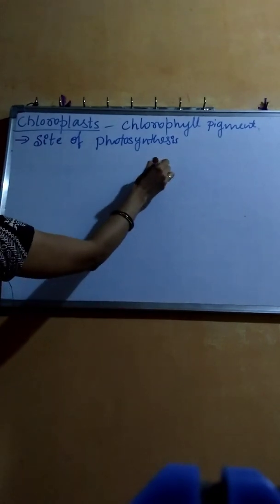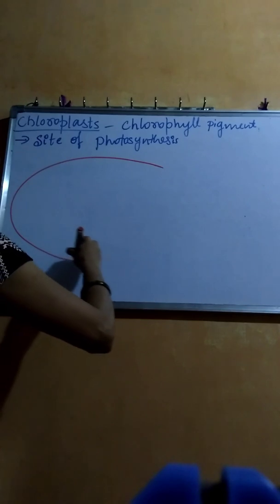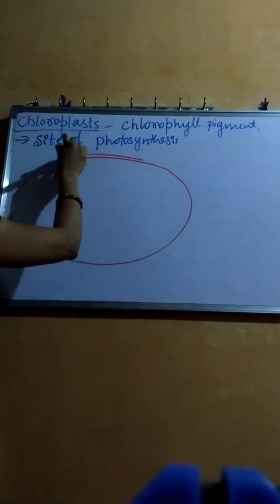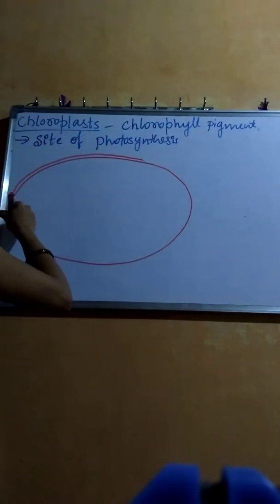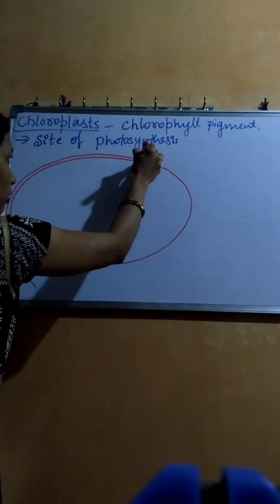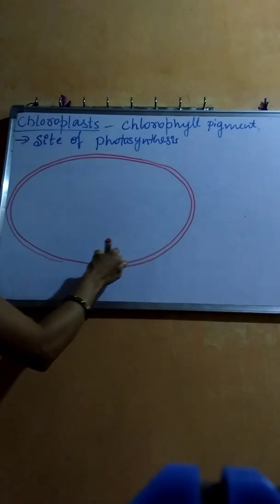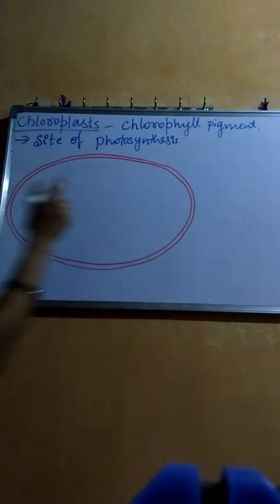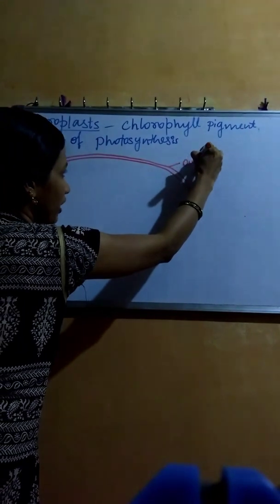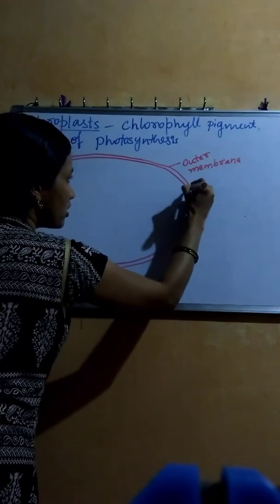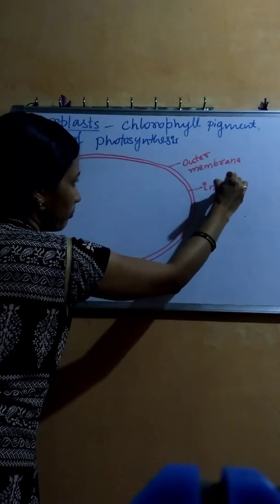Site of photosynthesis. Say this is the structure of chloroplast, which includes the envelope, and that envelope is having two membranes, such as the outer membrane and the inner membrane. This is the outer membrane of the envelope, and next one is the inner membrane of the envelope.